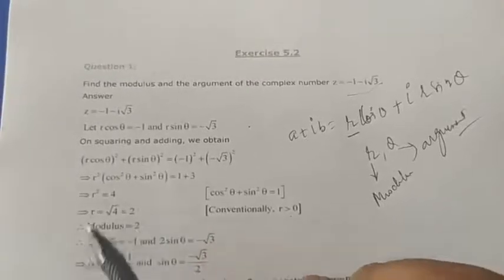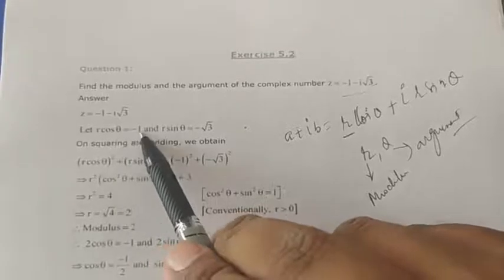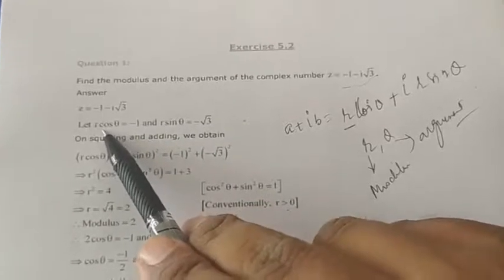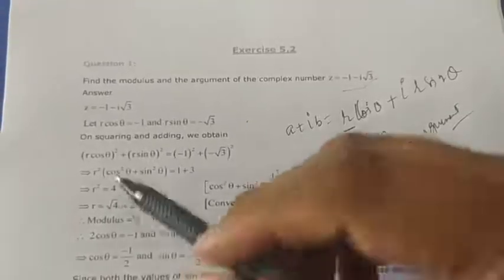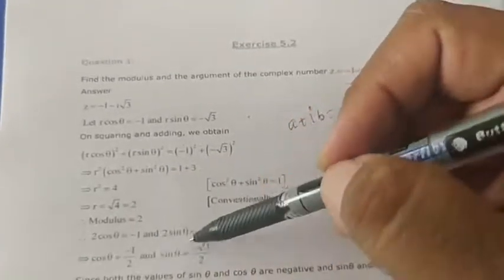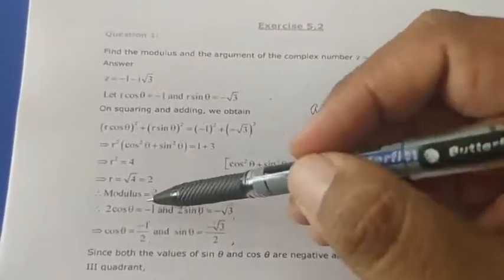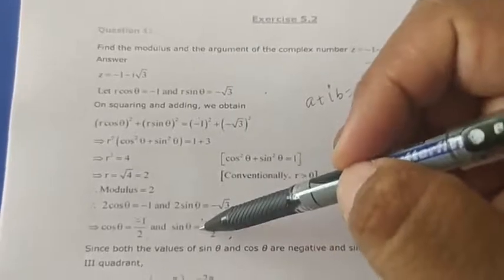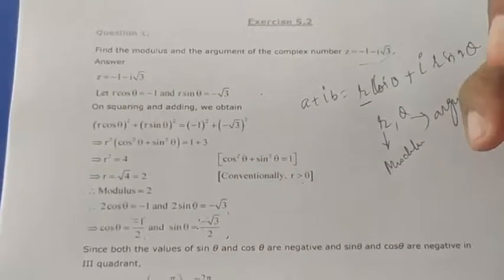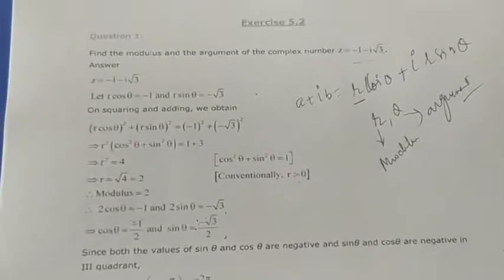Then put the value of r here. r cos theta equal to minus 1, r is 2. 2 cos theta equal to minus 1, 2 sin theta equal to minus root 3. So cos theta is minus 1 by 2, sin theta is minus root 3 by 2. So you have to see which quadrant has sin theta and cos theta both negative. That will be the third quadrant. In the third quadrant, you have to write the values of the quadrant system.